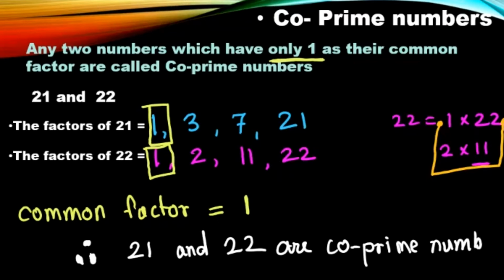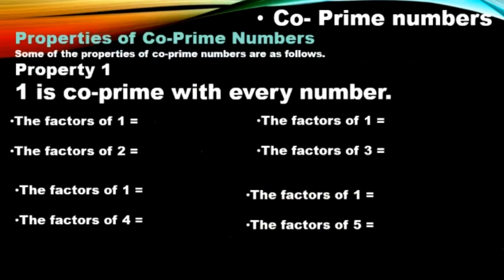Now, we are going to see some properties of co-prime numbers. Let us see the properties. The first property is that 1 is co-prime with every number. So, if we consider some pairs, the first pair is 1 and 2, the second pair is 1 and 4, the third pair is 1 and 3, the fourth pair is 1 and 5.